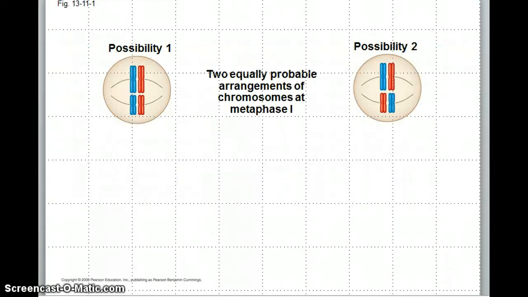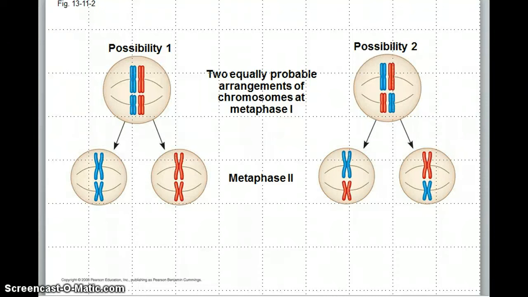Here's showing, in figure 13.1, the independent assortment of homologous chromosomes in meiosis. Your 2 possibilities: 2 equally probable arrangements of chromosomes in metaphase 1. Possibility 1, possibility 2. Alright. Based on their assortment into metaphase 2, you end up with 2 very different scenarios at metaphase 2.